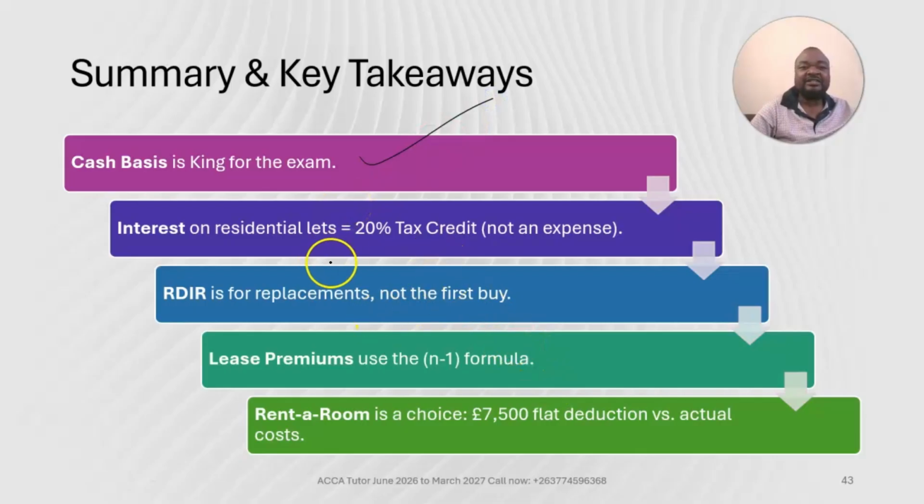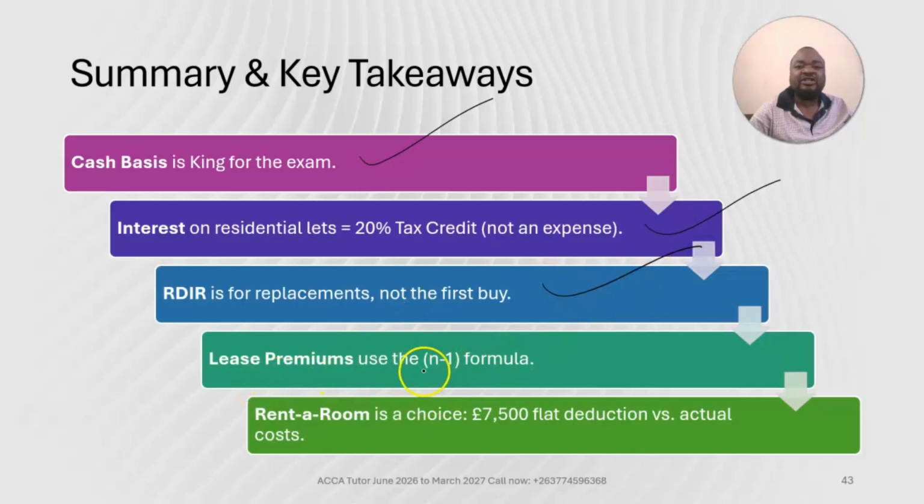All right, interest on residential lets is equal to a 20% tax credit. It is not an expense. So it is a tax credit. After you compute everything, after you compute your property tax liability, you then have to factor in the 20% tax credit, which is 20% of the interest expense. Then there is a relief for replacements of residential equipment which would have been replaced during the year.